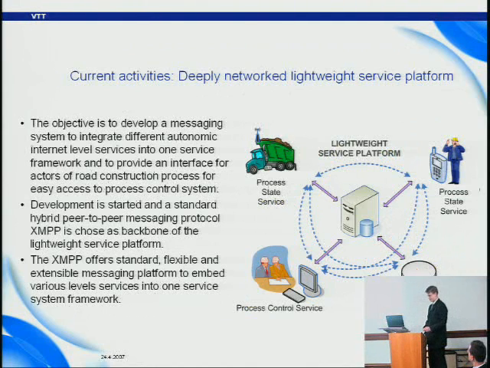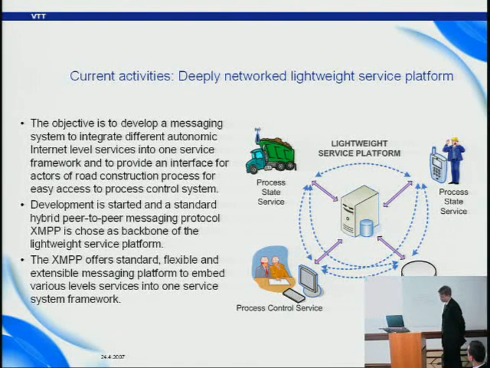Okay, but the data link is not enough. There should be also more behind the scenes. And how the recent state of information and control of the process are handled effectively in the process control system. We are developing this deeply networked lightweight service platform. This has been used in different application areas, in apartment maintenance, this same kind of lightweight service platform. But this suits well also in this construction environment.